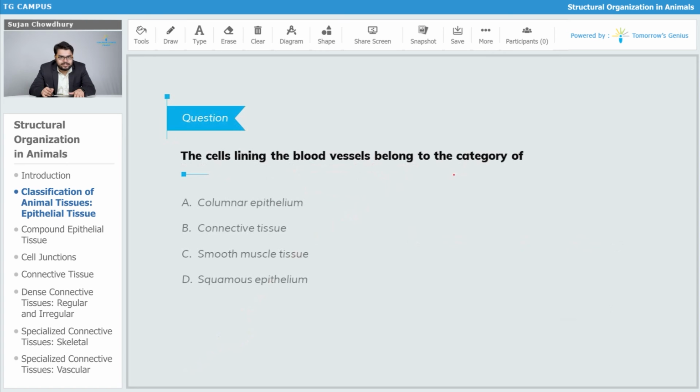So here is an interesting question: the cells lining the blood vessels belong to the category of which of the following?